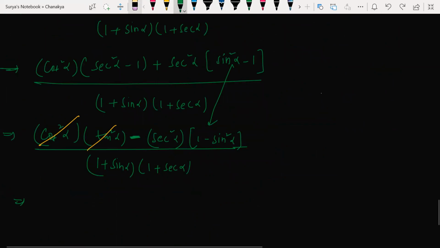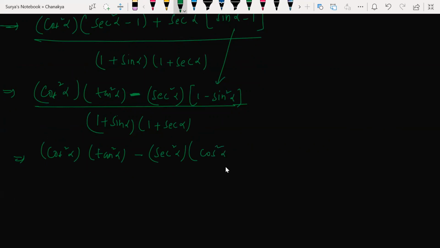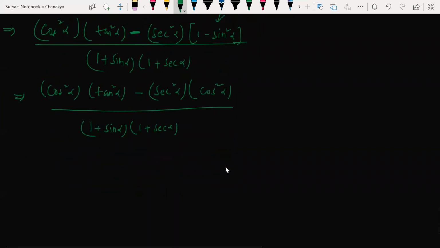Secant square alpha and secant square alpha minus 1. I took minus common here. So that minus I wrote here. Now what are you going to get? Tell me now. I'll cancel it in the next step. Cot square alpha into tan square alpha minus secant square alpha into cos square alpha. Correct? All divided by 1 plus sin alpha into 1 plus secant alpha. Right? So this will get cancelled.